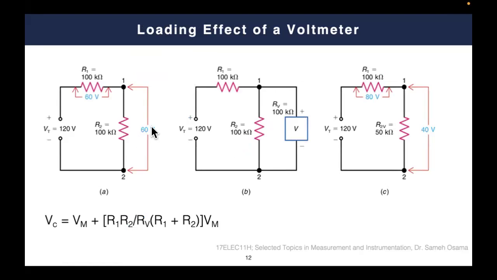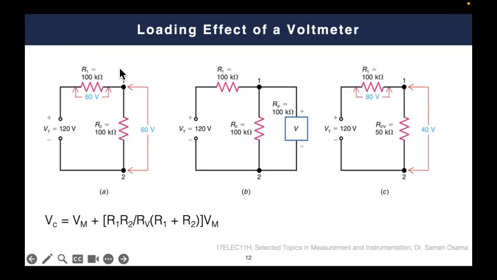Now, if you see this example, now let's say that this is the ideal circuit, which is circuit number A. In this ideal circuit, we have 120 voltage connected across two resistance. The first resistance is 100K ohm, and the second resistance is 100K ohm. So they are two identical resistors. And I want to measure the current between these 2 points, between point number 1 and point number 2.